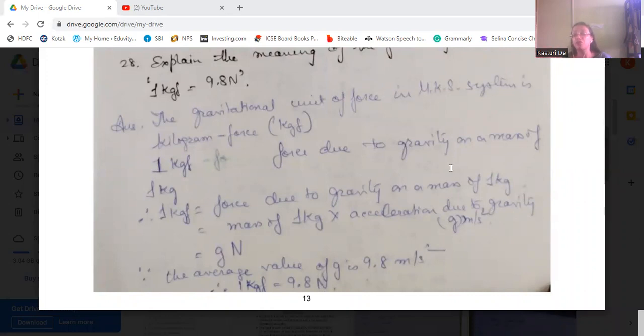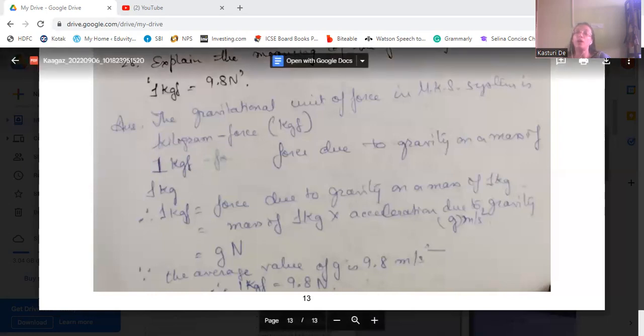That means mass of 1 kg into acceleration. Force is mass into acceleration. The mass is 1 kg and the acceleration due to gravity is g meter per second square. So that will be equal to g Newton. We know the average value of g is 9.8 meter per second square. So 1 kgf will be equal to 9.8 Newton.